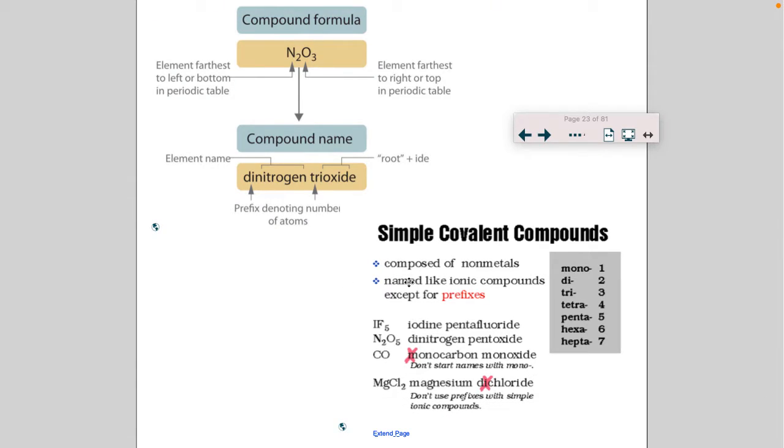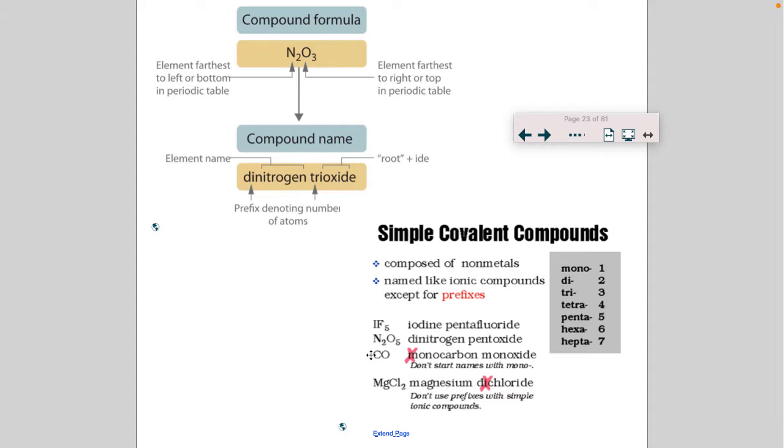So simple covalent compounds are composed of nonmetals. That's one way that you can tell it's a covalent compound. Nitrogen and oxygen are both nonmetals. They're named like ionic compounds, except now we have prefixes. So IF5, iodine pentafluoride. Iodine, there's just one, so there's no prefix on the first name unless there's more than one. And then there's 5 fluorines, so penta, fluor, and you change the ending to IDE, fluoride. N2O5, dinitrogen pentoxide. It was penta, but we drop the A because oxygen starts with a vowel, so pentoxide.